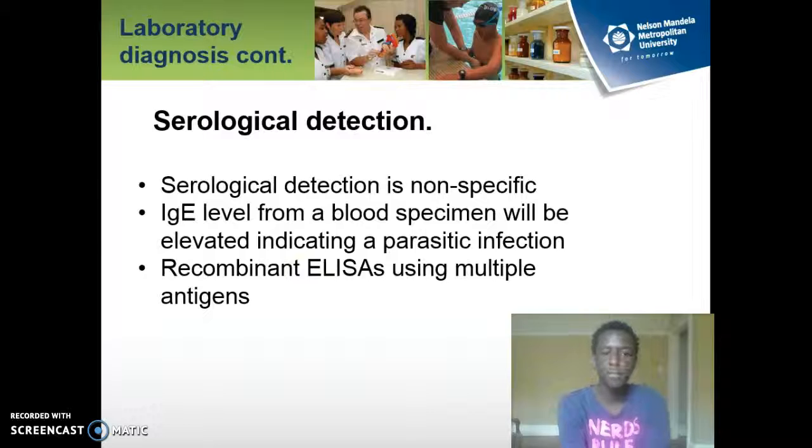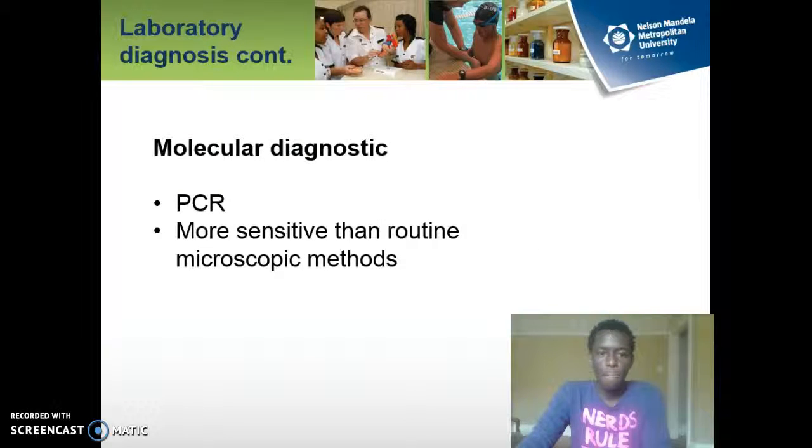Serology is non-specific, so it's not really used to diagnose it, but you'll see an elevation in IgE, which obviously indicates a parasitic infection. Apparently, you can use recombinant ELISAs to detect it. Molecular diagnostics, our dear old friend the PCR, is the most sensitive method out there. So I just want to come to this.